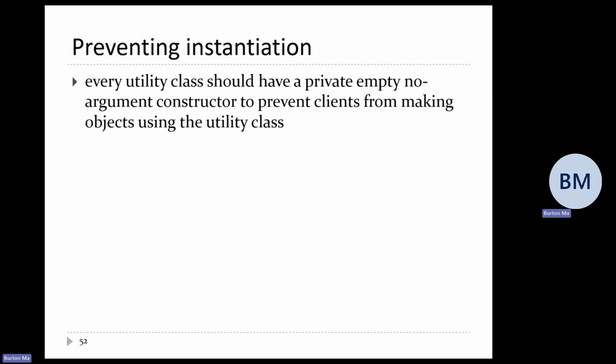So the two things you need to remember: everything is static, and you should have a private, empty, no argument constructor, and that stops people from making objects of your class type. And that's all there is to say about utility classes. They are somewhat uncommon in Java. Normally, when you make a class, the purpose of the class is to make objects.